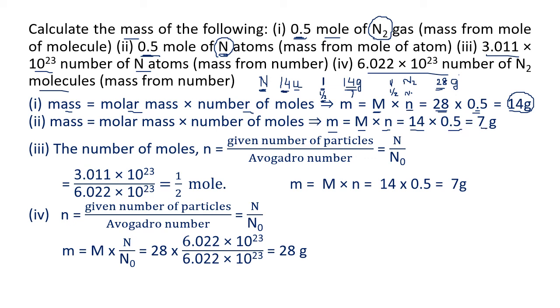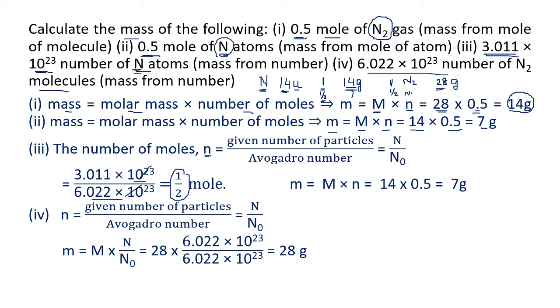Now we have to find the mass of this much, 3.011. So first we find the number. In 3.011 into 10 raised to 23, how many moles are there? The given number is 3.011 into 10 raised to 23 upon Avogadro's number, cut, so half mole. So we have got half a mole of N.